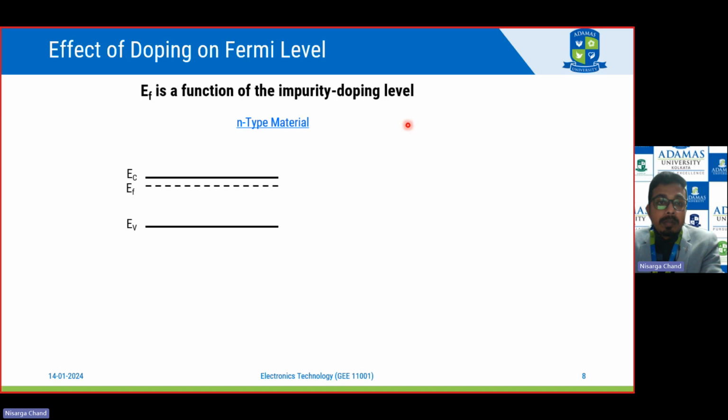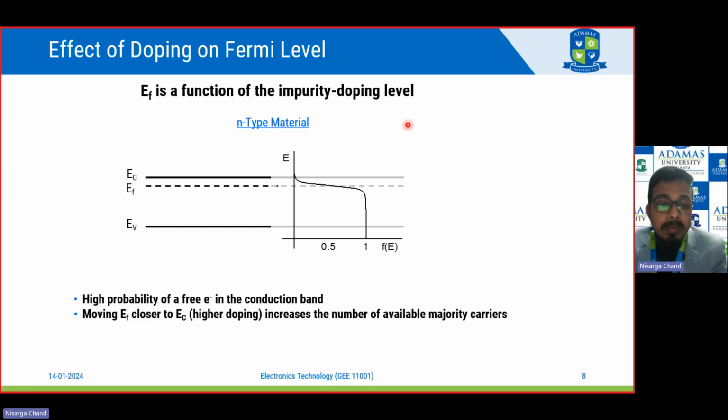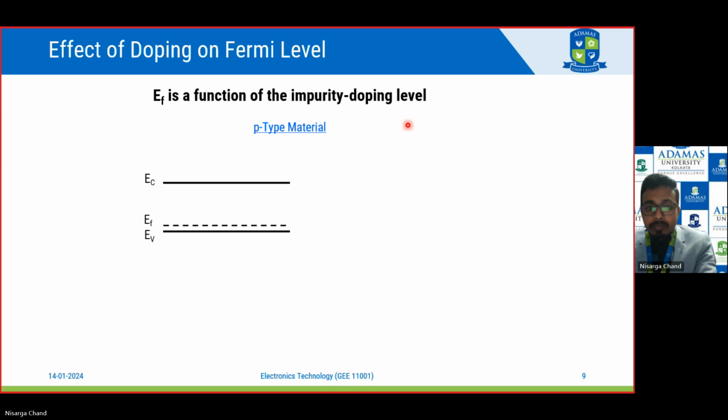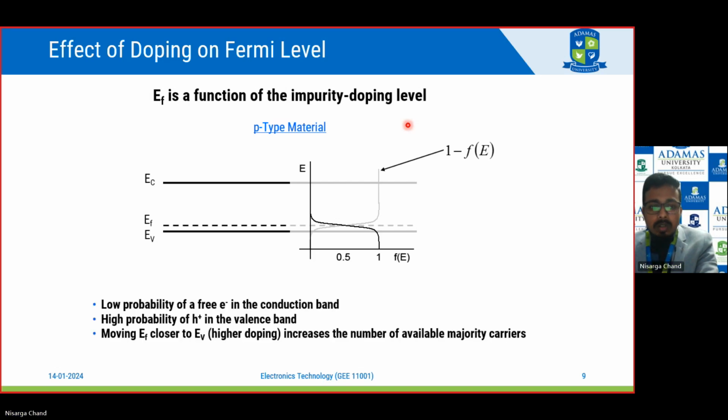Effect of doping on the Fermi level: for n-type material, it is very near to the conduction band, as I have mentioned already, just a summary. So there is a high probability of a free electron in the conduction band, so EF moves closer to EC, the conduction band energy, with higher doping. Similarly, for p-type material in the valence band, it is very near to that, with low probability of a free electron in the conduction band and high probability of holes in the valence band.